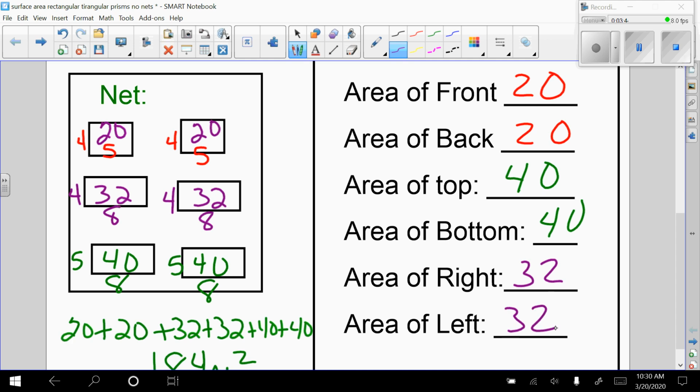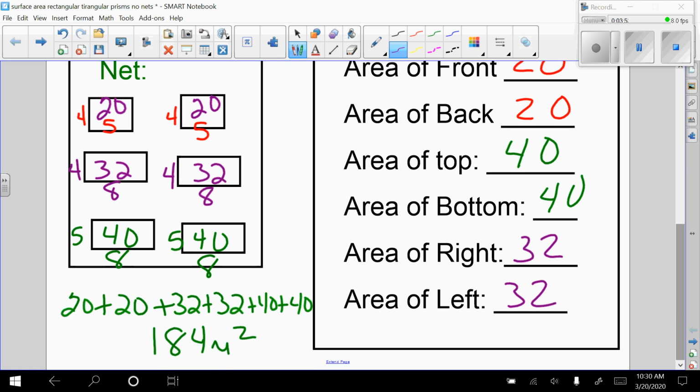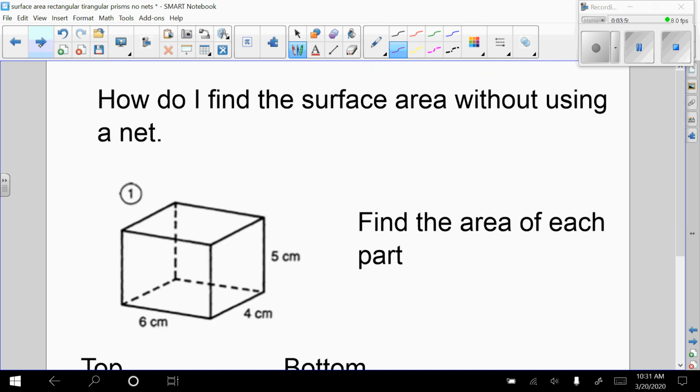If you notice, the numbers are the same. We're really doing something like a net. We're just not drawing out the pictures as well. And this way, if we added them all up, again, we would find out that it's 184 units squared. So now let's look at a couple more without a net.